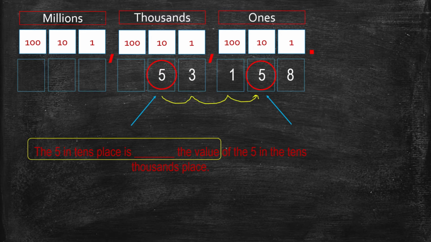But how many place values did we have to move? Well, there's 3. That means there's 3 zeros, but we're getting smaller, so it's not going to be times 1,000. It's going to be written as a fraction. 1/1000th the value. Because it would take 1,000 of the 5's in the tens place to equal the 5 in the 10,000s place.